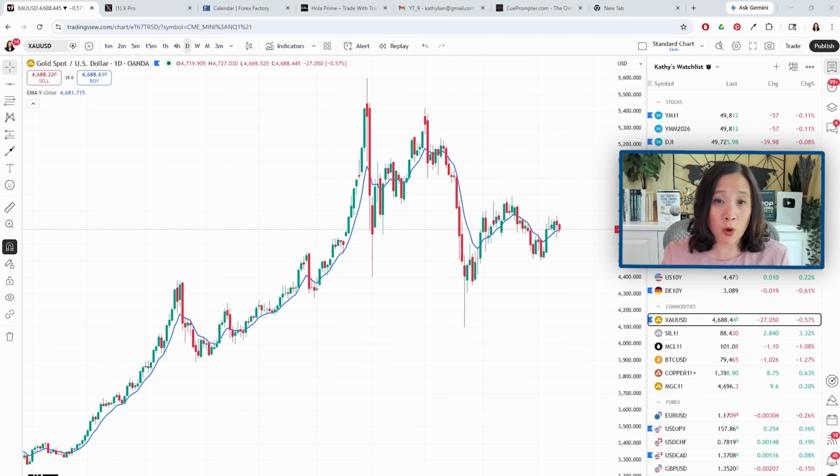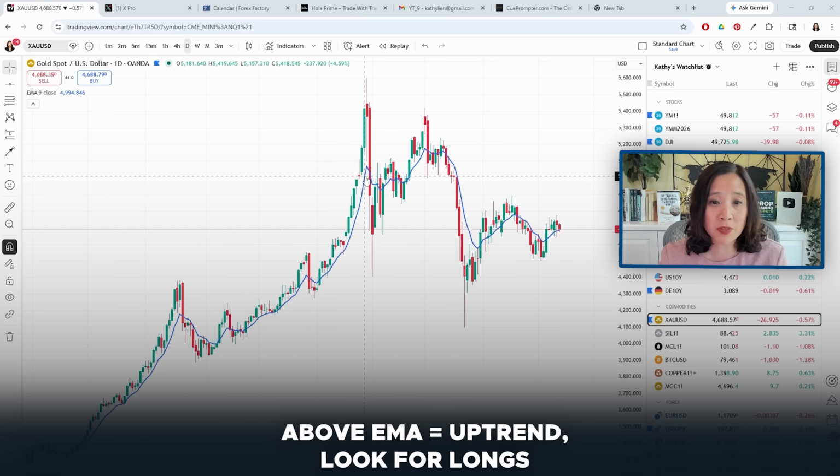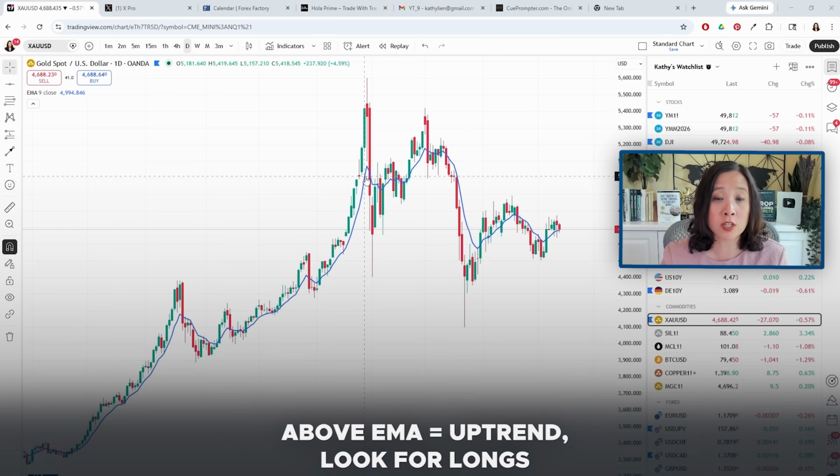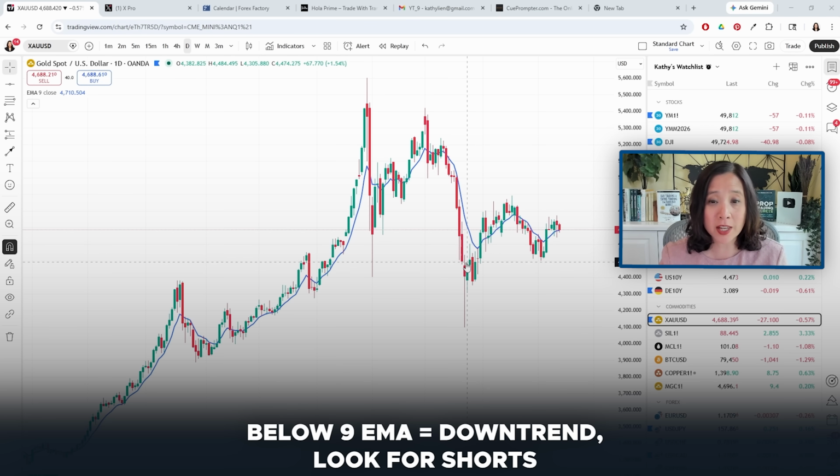Let's take a look at what this looks like on a gold daily chart. So this is a daily chart of gold with the 9 EMA overlaid. And as a general rule of thumb, if the price is above the EMA, it's in an uptrend. So then you can drill down to your shorter term charts to look for opportunities to buy. If it is below the 9 EMA, it's in a downtrend, so you could drill down to your shorter term charts to look for an opportunity to sell.